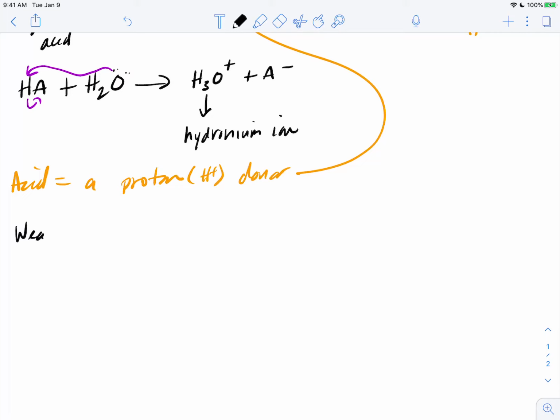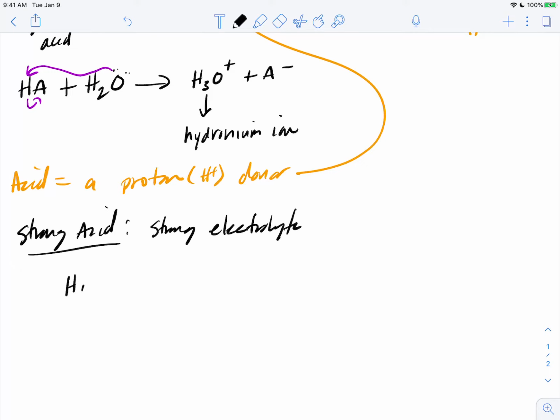We have weak acids and we have strong acids. I think a strong acid makes more sense, so I'm going to put the strong acid first. It's just a little simpler. A strong acid is what we've already written, where we have complete dissociation. A strong acid is a strong electrolyte, and so a strong acid dissociates.